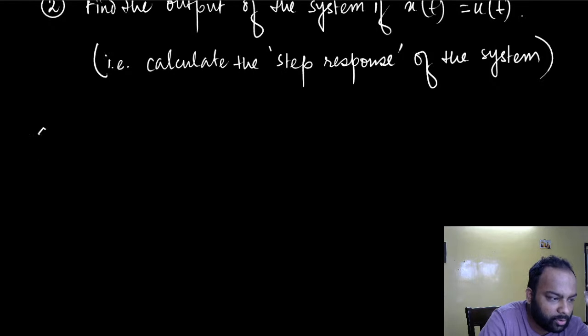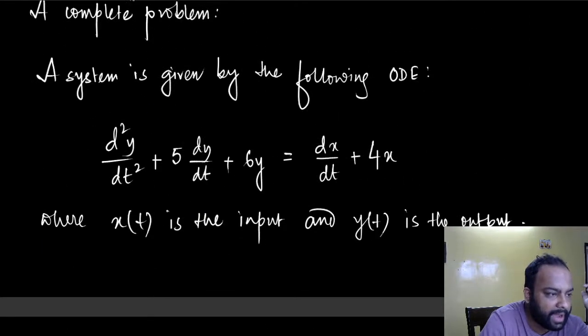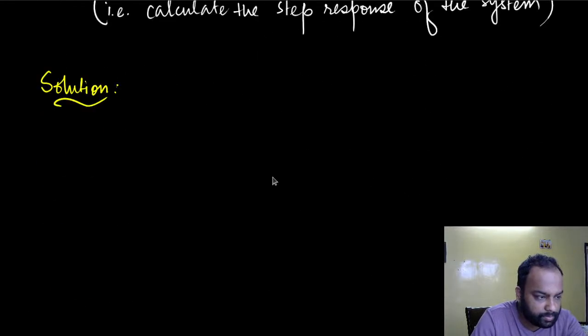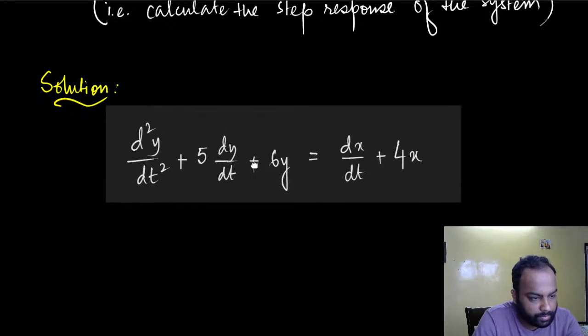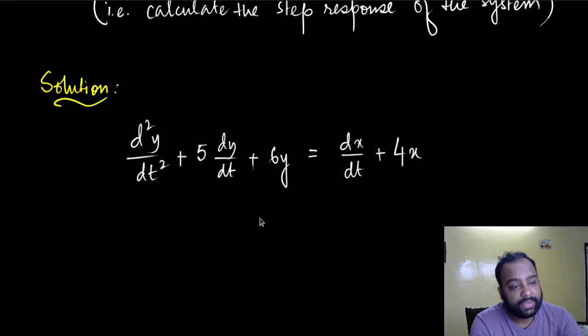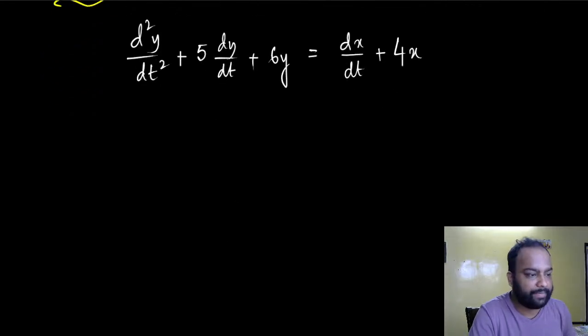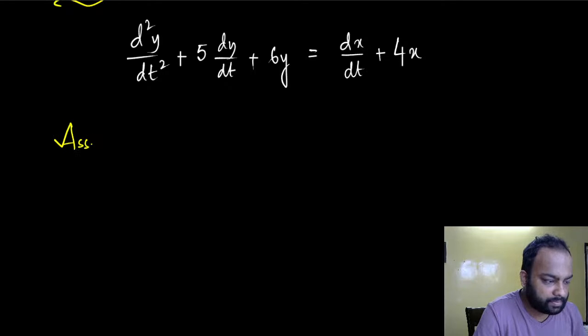Okay, so now the solution. What was the differential equation? Let's bring it back here. The moment we are saying that we are looking for the transfer function, we are assuming zero initial conditions, right? So there is one condition, which is assuming zero initial conditions.